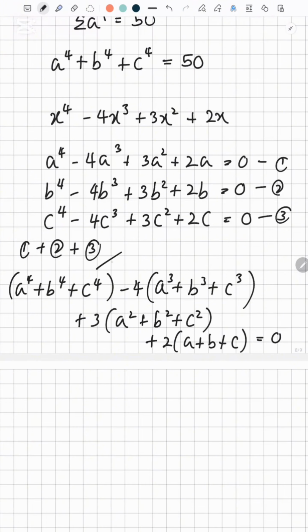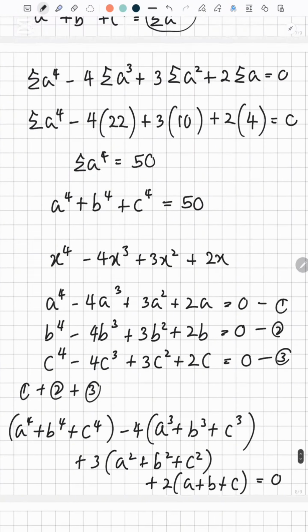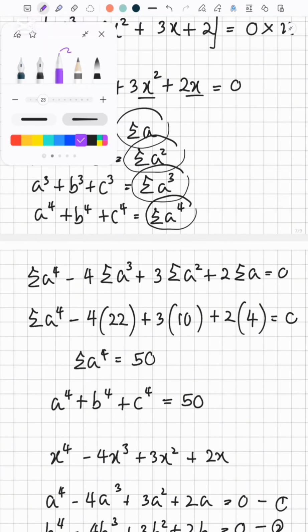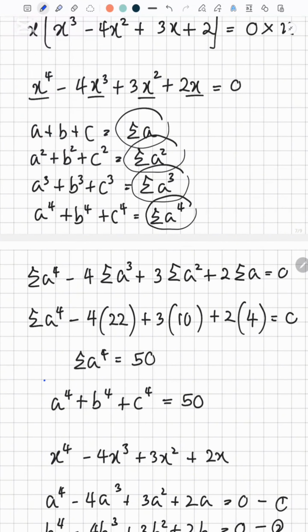This is the same thing. So what I was trying to show is this means the sum of a to the power 4 terms, and this means the sum of a to the power 3 terms, and so on. So it's the same exact way, okay? You get the same exact answer. So your final answer is this. Let me just circle it with another color. This right here: a to the power 4 plus b to the power 4 plus c to the power 4 equals 50. I hope you all understood.